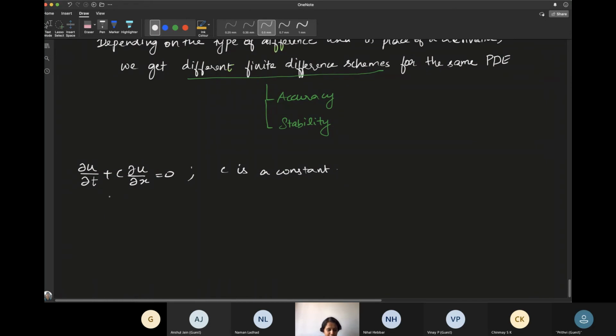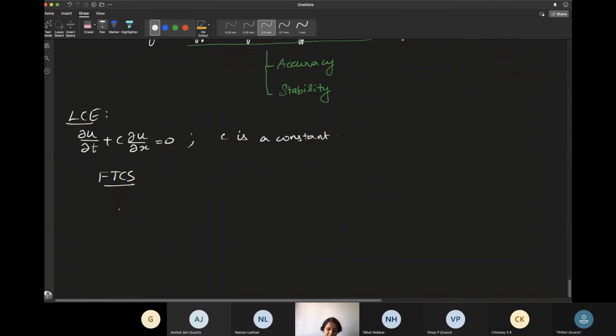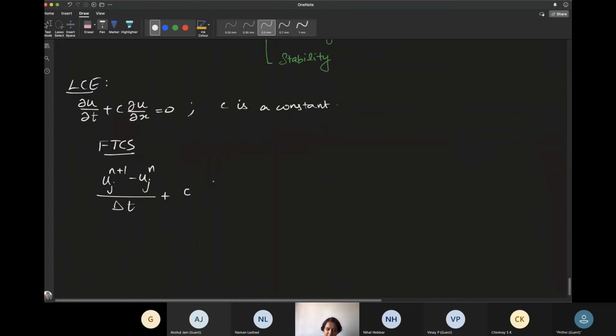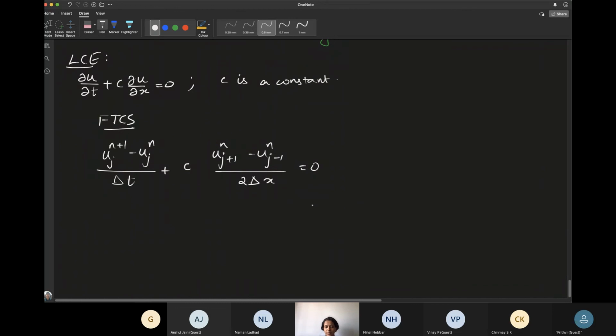So here, this is a linear convection equation, and first let's try FTCS, that is forward in time and central in space. So let's just approximate this equation by these finite difference operators. Now for these, let us try to do stability analysis.